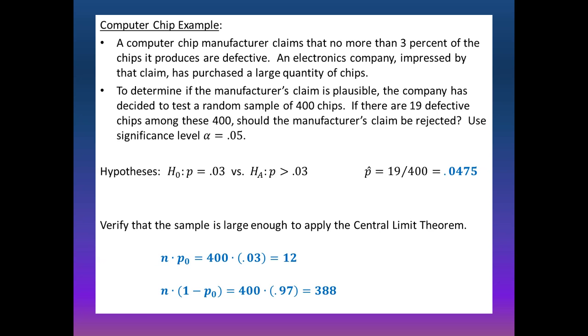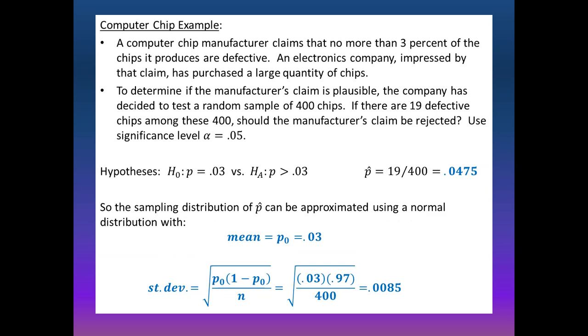Our sample proportion is 19 divided by 400, which is 0.0475. The first thing, if we're going to do a hypothesis test, is to check and make sure we have a big enough n to apply the central limit theorem. n times p0 barely gets there, but it gets there. 12 is greater than or equal to 10, so that is large enough. The number of failures, n times 1 minus p0, that's huge. So that's not a problem at all. 388 is much bigger than 10.